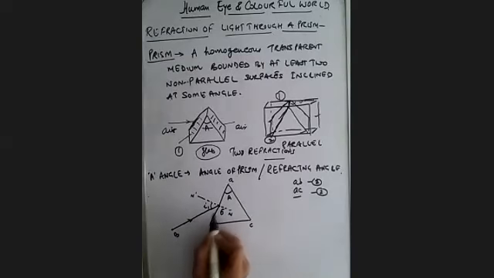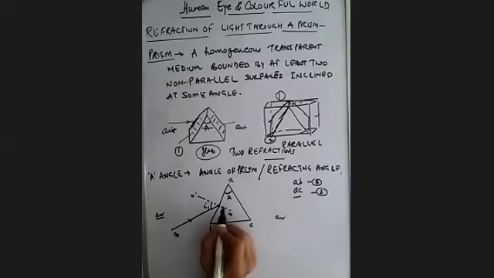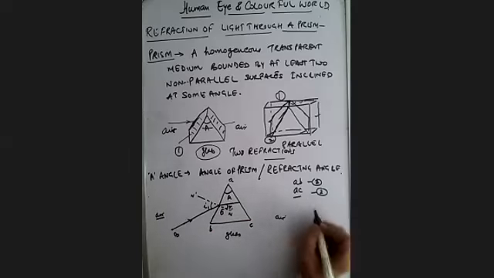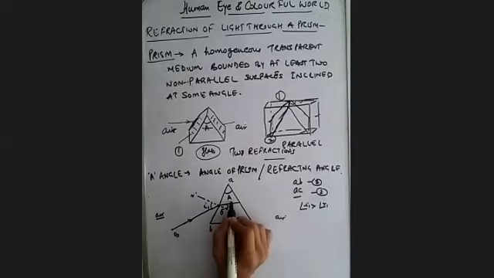Now the ray is going from a rarer medium to a denser medium, going from air to glass. It will bend towards the normal, making a smaller angle R. So this angle is R1. Now this angle I1 is larger than R1 because the refraction is taking place from air to glass. The ray will move within the body of the glass, within the body of the prism.